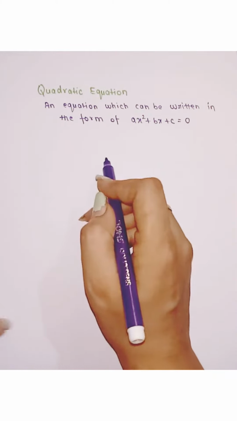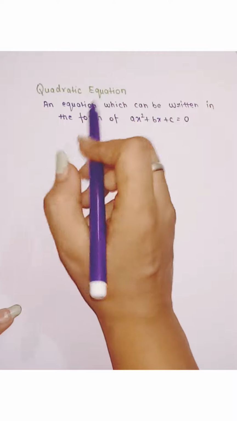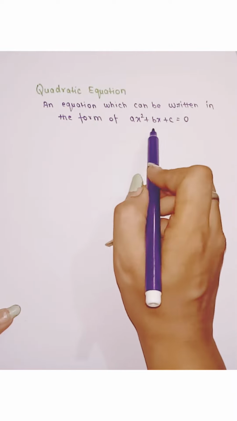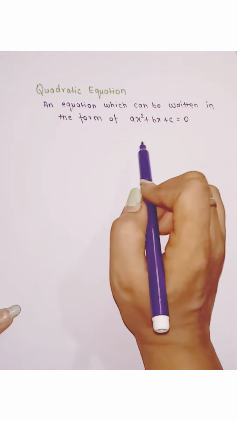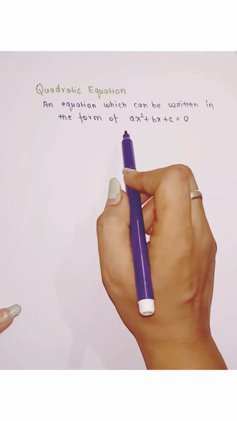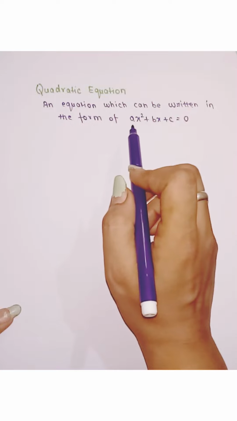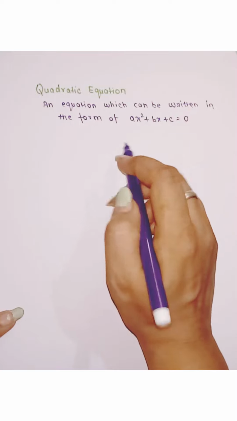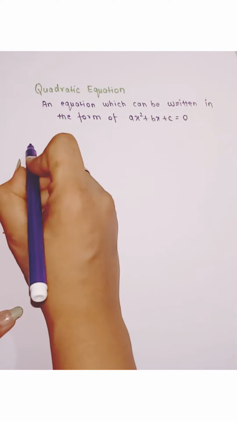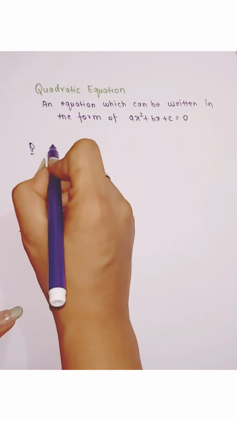So as you can see here, I have written the definition: what is a quadratic equation? It is an equation which can be written in the form of ax square plus bx plus c equal to 0, where a, b and c are all real numbers and they are the coefficients respectively of x square, x and c. Okay, c is a constant. All right. Now, to understand this in detail, let us take one example.